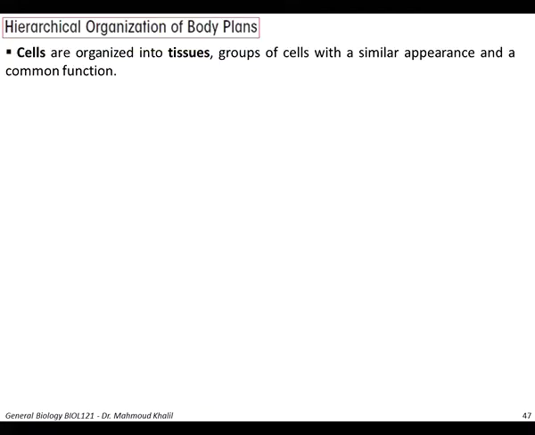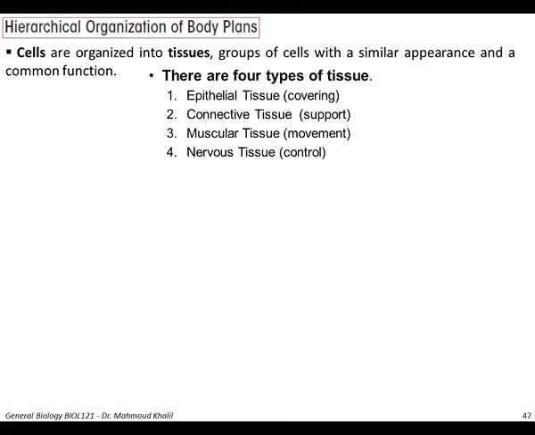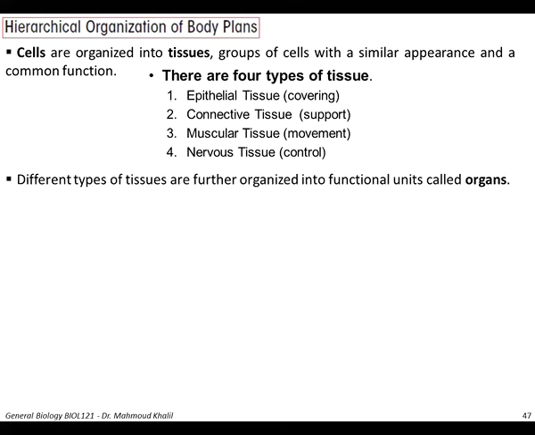So how can we see the organization of our body? As we said before, cells are organized into tissue, a group of cells with similar appearance and common function. There are four types of tissue, and today we will deal only with the epithelial tissue, which is the main covering tissue in our body. Different types of tissue are further organized into functional units, the organs.